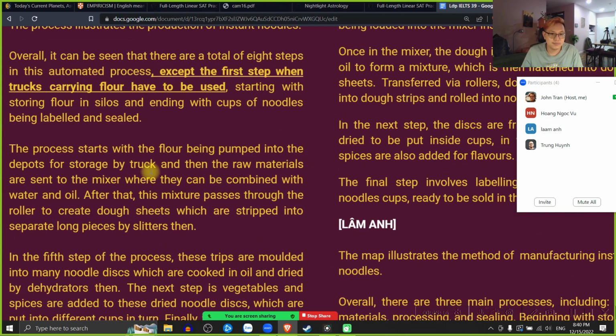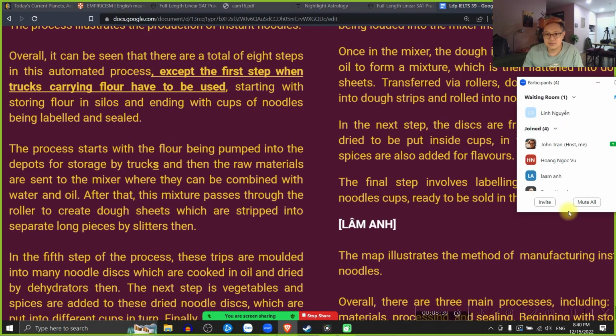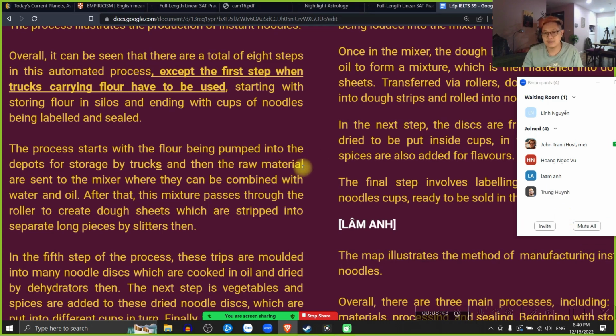Into the depot for storage by trucks. I think by trucks, because there's not only one truck, I'm sure. Này sure luôn là chắc chắn không chỉ có một truck đâu. By trucks and then the raw material. Những cái vật liệu. Nó là những vật liệu thô hay là vật liệu thô nói chung? Vật liệu thô nói chung. So you want to say raw material in general. Okay, Miss Lynn is here. Perfect.